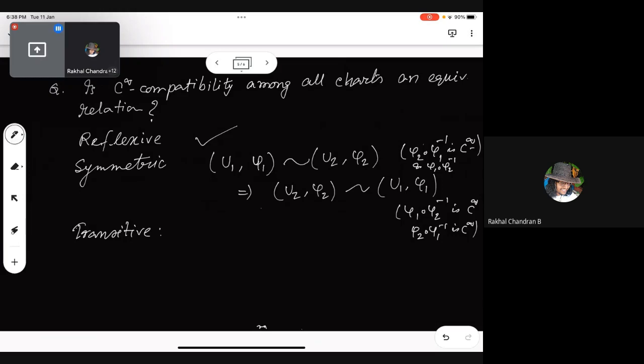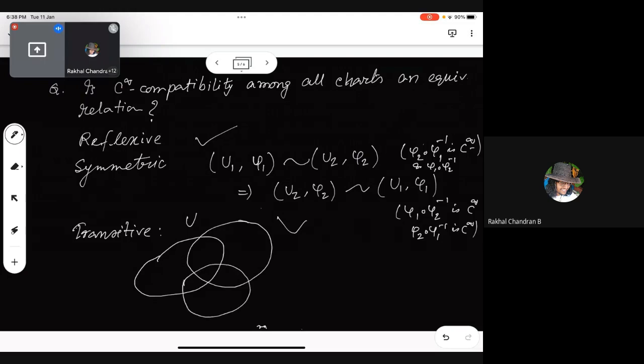Well, that will not always be the case, but let us draw the picture. It will be very clear. So let's draw this is U, and let's say this is V, and this one is W. Right. This is the map phi, here it is psi, and here it is sigma. Right. So these three chart maps go to some open subset of Rn.